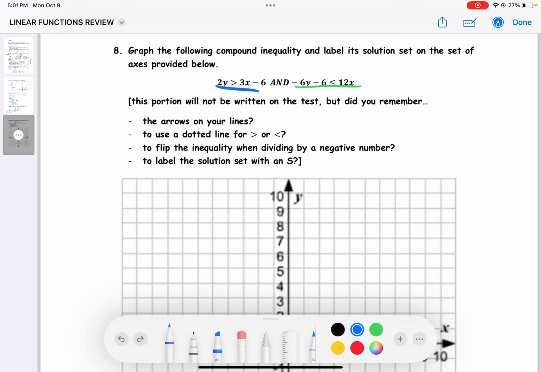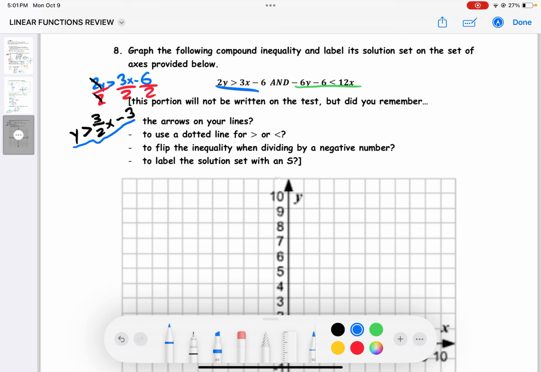And in this case, 2y is greater than 3x minus 6. Y is not by itself. So we have to take that extra step and divide everything by 2, because I want y to be by itself, but it's being multiplied by 2. So that cancels. Y is greater than, we divided by a positive number, so I'm not going to flip the inequality, 3 over 2 x minus, and 6 divided by 2 is 3.